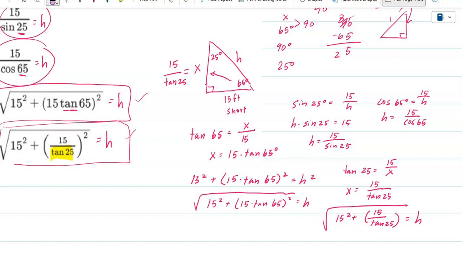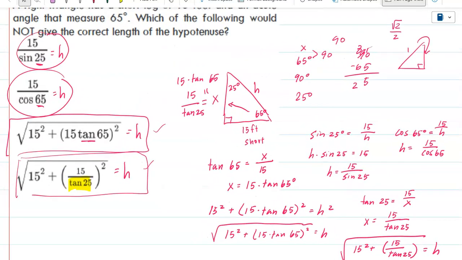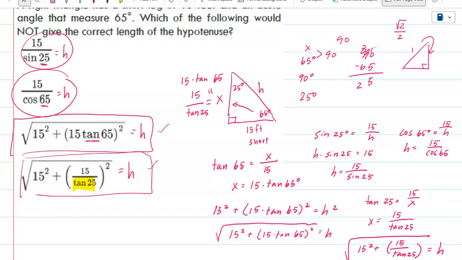Okay, so we could have had it be 15 times tangent of 65, which also equals x. And hypotenuse, when I take all of the different angles and use all of the different sine and cosine and tangent, if I use all of them, like the trig functions, then I can create an equation to find hypotenuse. Okay? Good job.